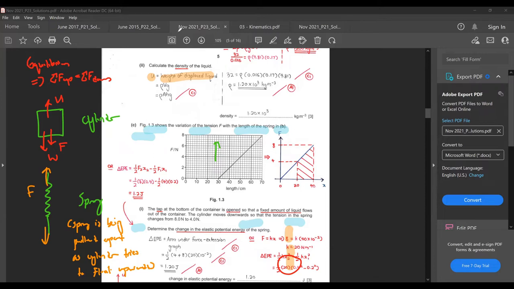Okay, the weight of the displaced liquid. So in my case, weight of displaced liquid could be mg. And then this one, I can rearrange it to rho vg. And then after that, the V can be expressed as rho ahj, same like the workings that I mentioned to you just now.